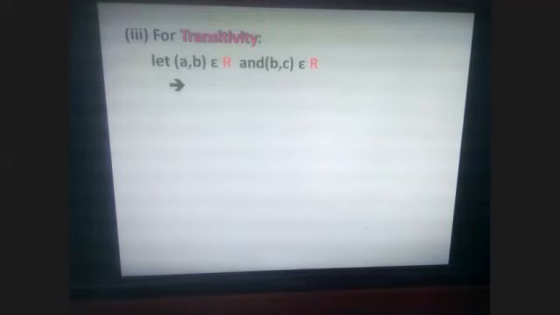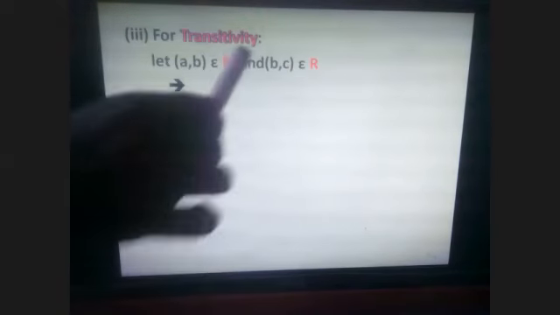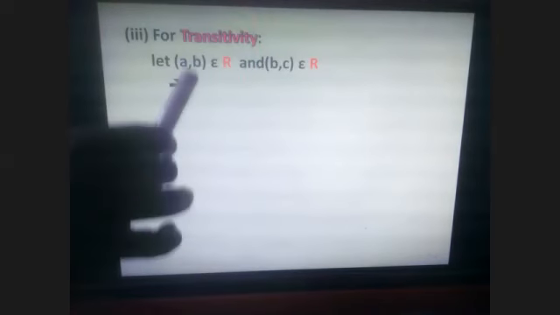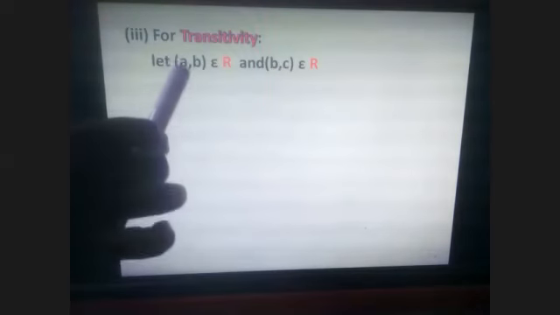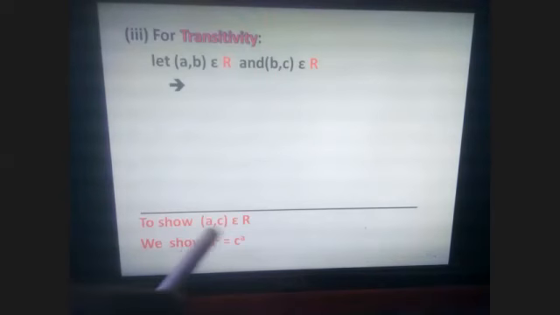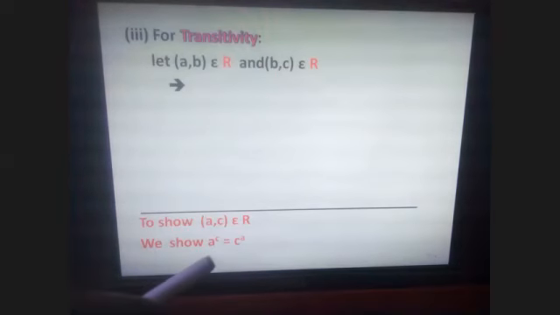Now we have to show it is transitive. For transitivity, what we need is that if (A, B) is a member of R and (B, C) is a member of R, then we must get (A, C) is a member of R. We know when (A, B) is a member of R, A raised to B is equal to B raised to A. When (B, C) is a member of R, B raised to C equals C raised to B. If we want to show (A, C) is a member of R, we must show that A raised to C equals C raised to A. Let us see how we get it.